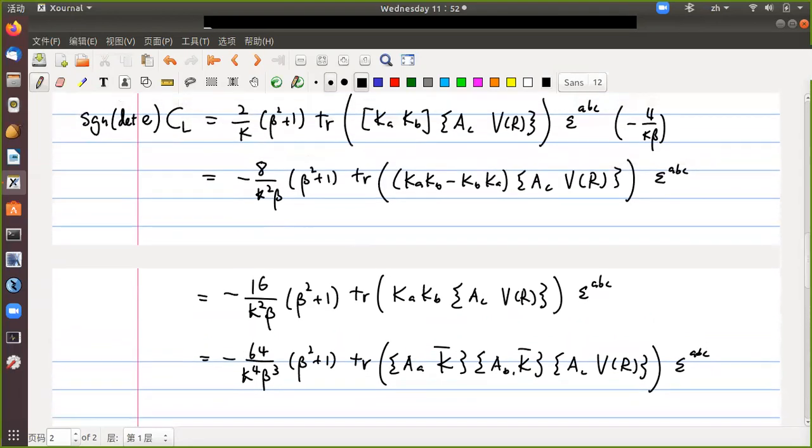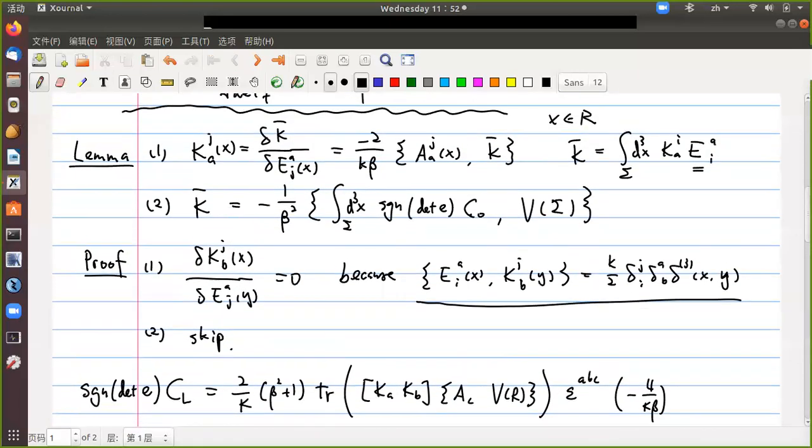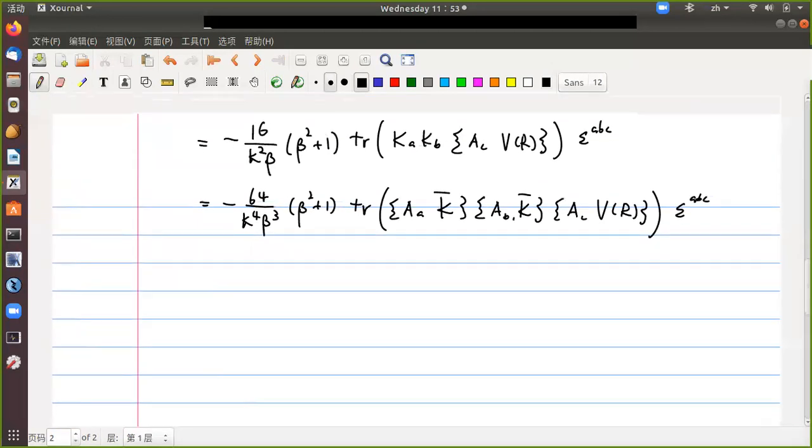Okay. So now you keep in mind that I'm not going to write explicitly this K bar in terms of this commutator because it will make the formula too long. But you keep in mind that this K bar is expressed in terms of this commutator between the Euclidean Hamiltonian constraint and total volume.